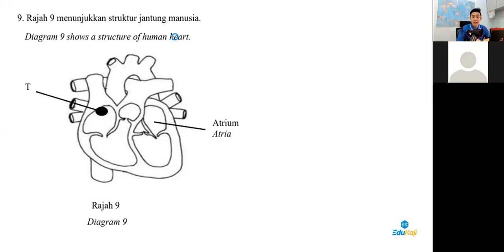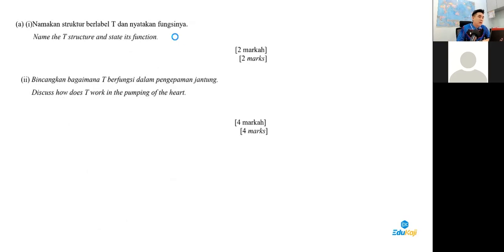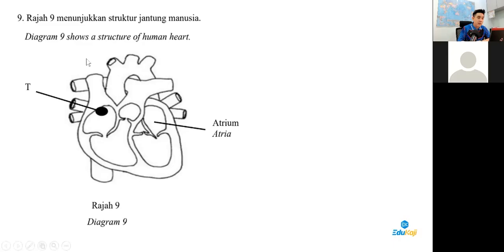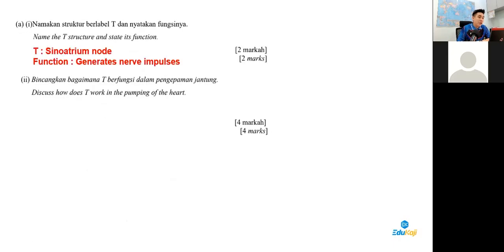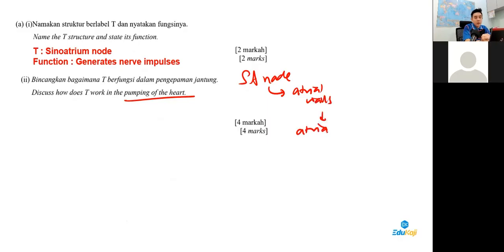SPM 2021, a little bit similar. So you have to name structure T, and one look here, you know T is the sinoatrial node. What it does is that it generates electrical impulses. And guys, if you remember the pumping of the heart mechanism, the SA node sends impulses to the atrial walls, causing atrial systole.